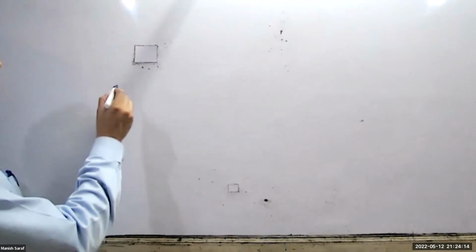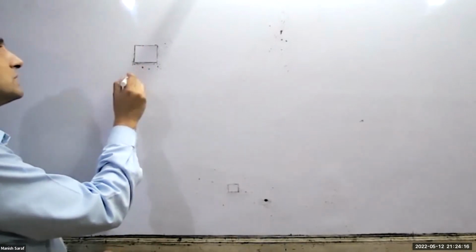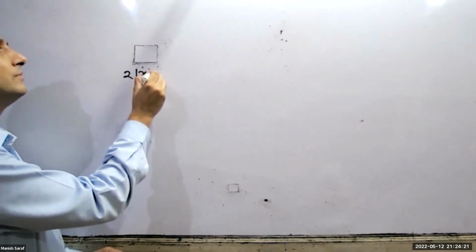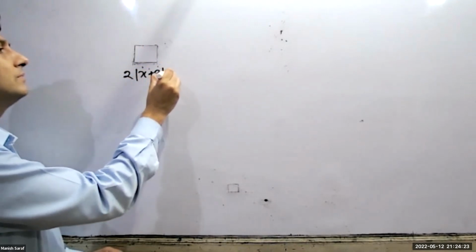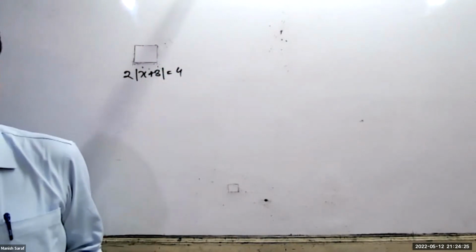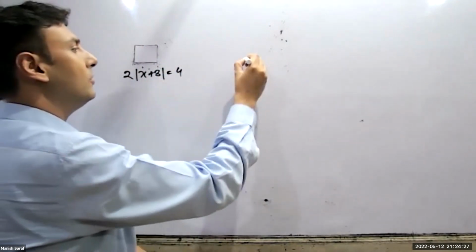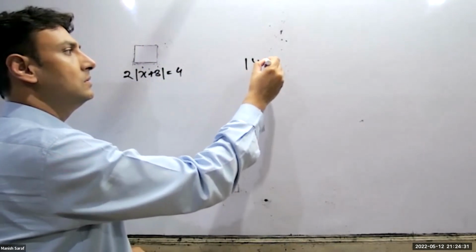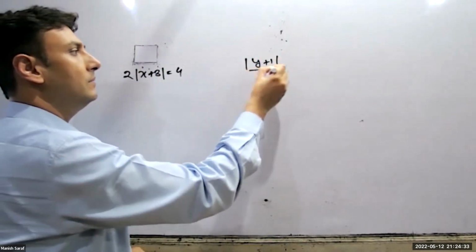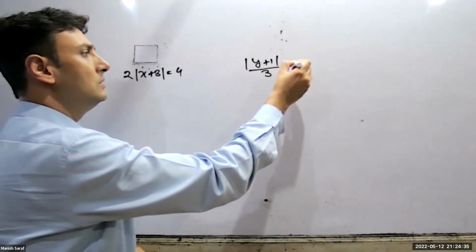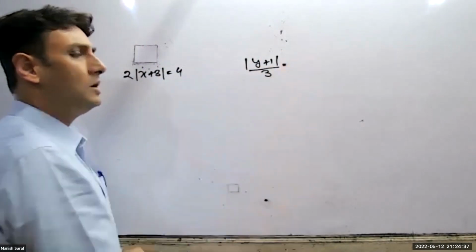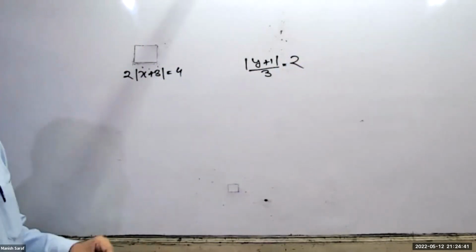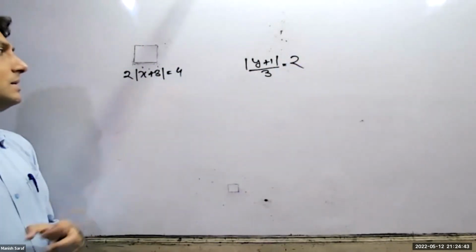Okay. So if I am you, I will solve it like this. मुझे क्वेश्चन बताना. Twice of mod x plus 3 is equal to 4 and mod of y plus 1 upon 3 is equal to what? 2. Okay. So my method tells me पहले इसको solve करते हैं x वाला part.